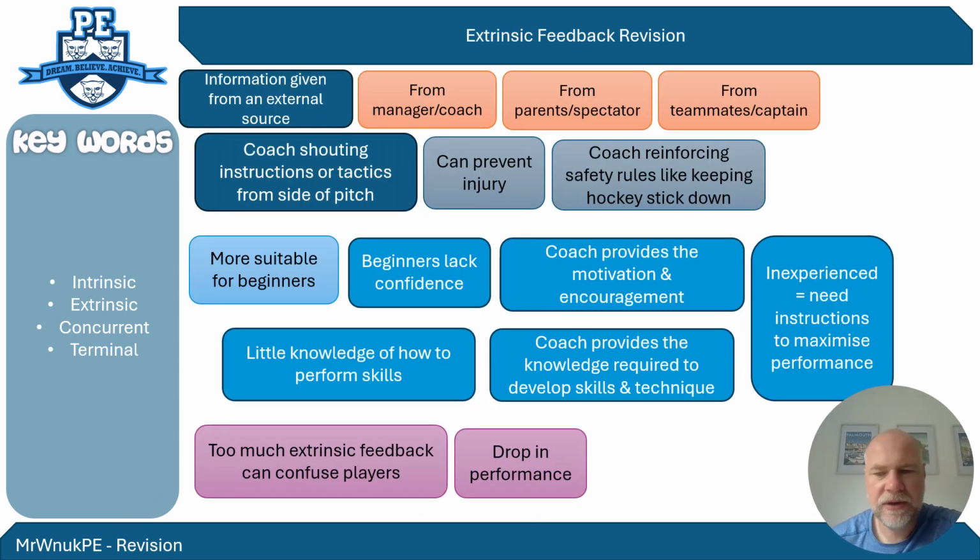Now let's get into the nitty-gritty of it. Extrinsic feedback, probably the most information available is on extrinsic and intrinsic feedback. So information that comes from an external source, that is what extrinsic feedback is. And the external sources can be either your coach or your manager. It could be parents and spectators, and it could be from teammates such as your captain. And that's where you're gathering your information from someone who is not yourself. So an example would be a coach shouting instructions or tactics from the side of the pitch.